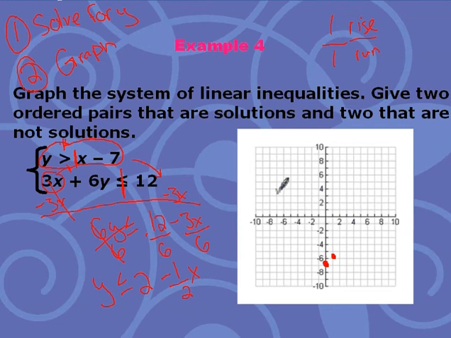Now we have to decide if we're going to connect these with a solid or dotted line. When it's just an inequality sign and there's no "or equal to" part at the bottom, it's a dotted line. So we go ahead and make a little dotted line.